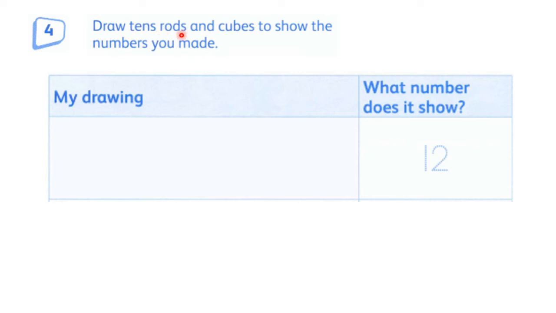Draw 10 rods and cubes to show the numbers you made. So using rods and cubes, draw 12. So here we draw one 10 rod and 2 cubes, 10, 11, 12. One 10 rod, 2 cubes that represent ones.